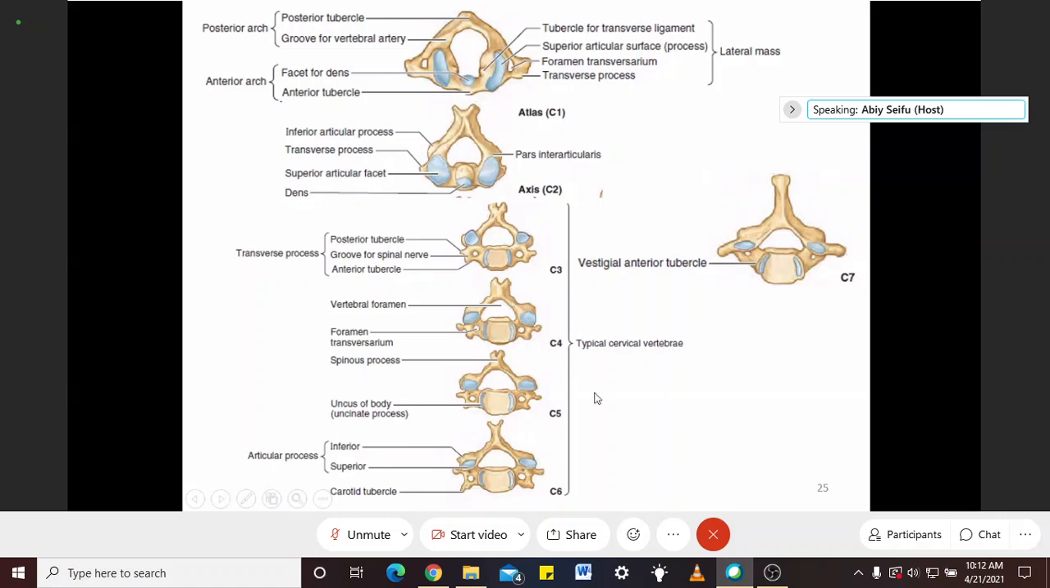Whereas the typical ones, C3, C4, C5, and C6, have common features. Almost all their features are shared by each of them. For instance, the spinous process is shorter and bifid, and the transverse process contains the transverse foramen, which is used for the passage of vertebral vessels. They share common features, so they are categorized as typical cervical vertebrae.